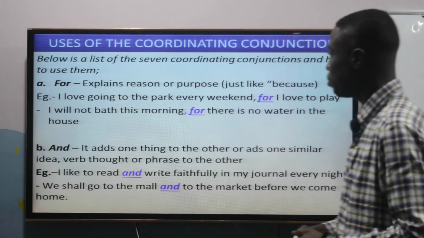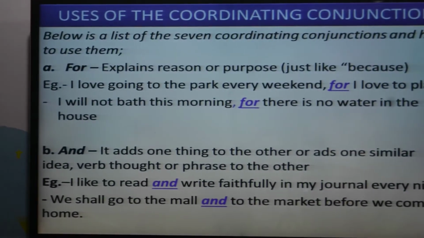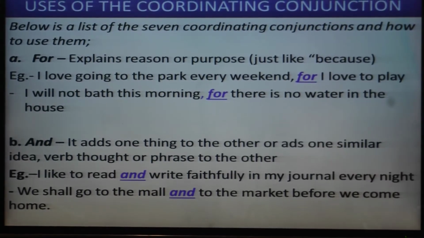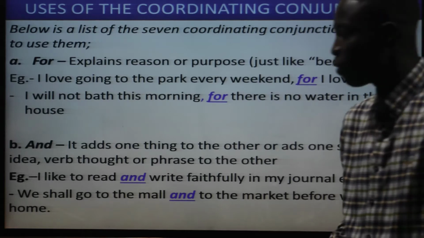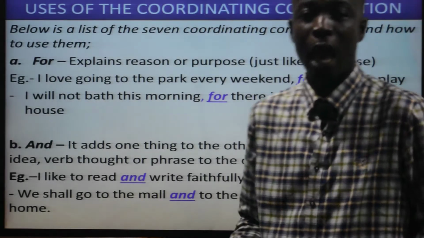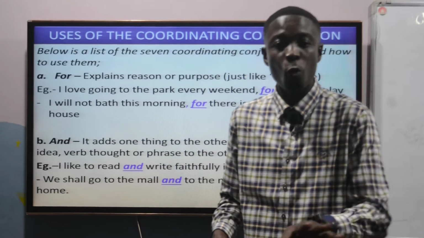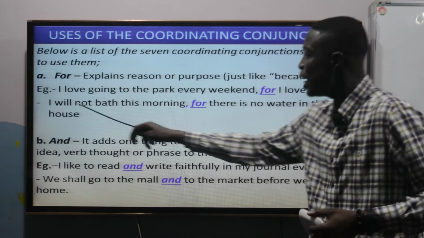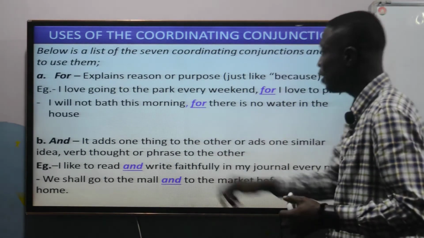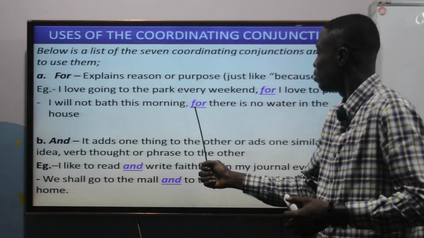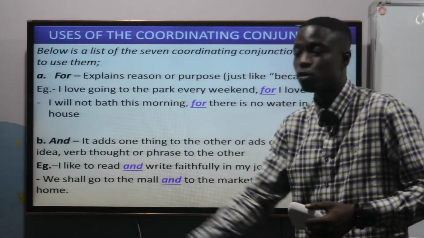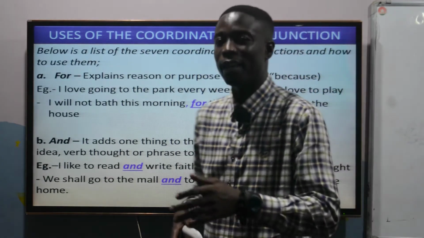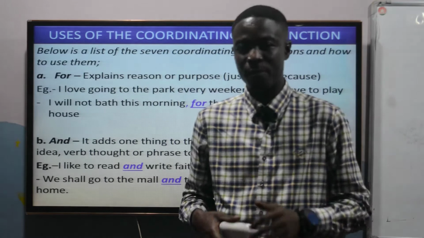Let's take another example. I will not bath this morning. Why won't you bath? For there is no water in the house. I will not bath this morning, for there is no water in the house. So the reason for me not bathing this morning is that there is no water in the house. So we use the coordinating conjunction for to explain the reason or purpose for something.